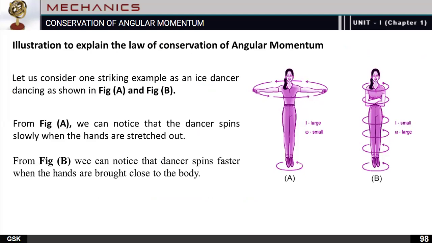Let us consider one striking example of an ice dancer in figure A and figure B. In figure A, the dancer spins slowly because her arms are stretched out, so the moment of inertia is large and omega is small. In the second figure, the dancer spins faster because the hands are brought close to the body. Here, the moment of inertia decreases, angular velocity increases, and spinning also increases.